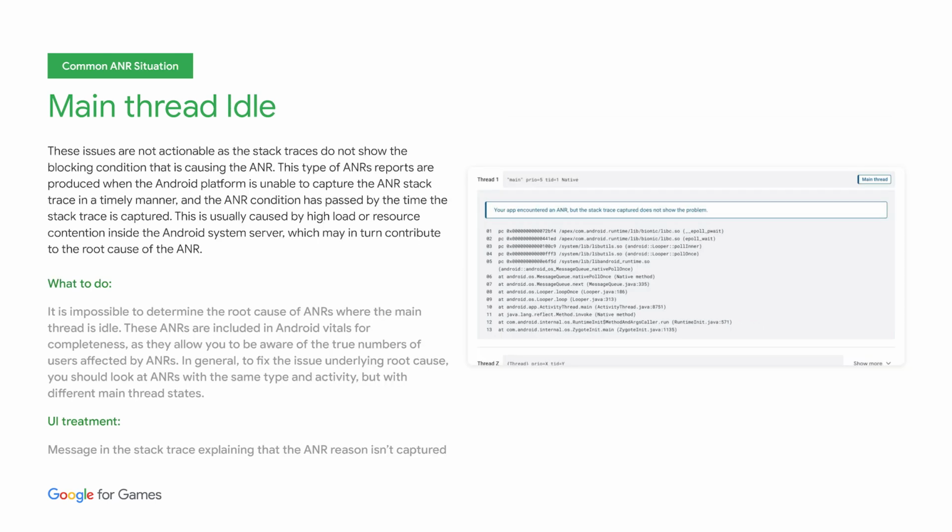Finally, as Dave mentioned earlier in the talk, we also have main thread idle ANRs, where the OS fails to capture the guilty thread dump. These types of ANR should be ignored, and you should focus on ANRs that do have useful thread dumps that show the problem, like the ones I've just been talking about.